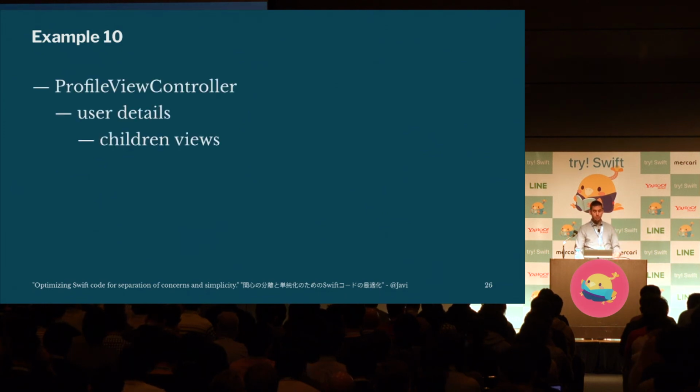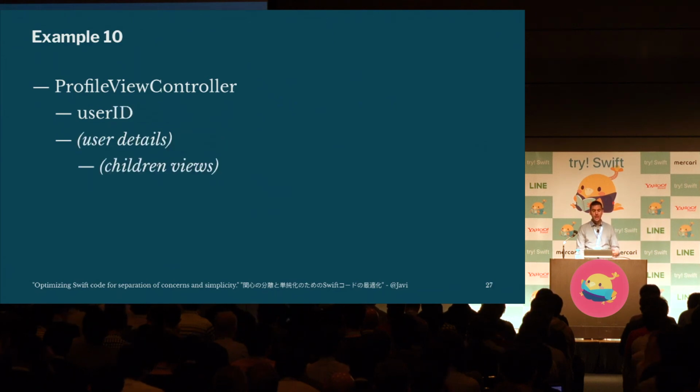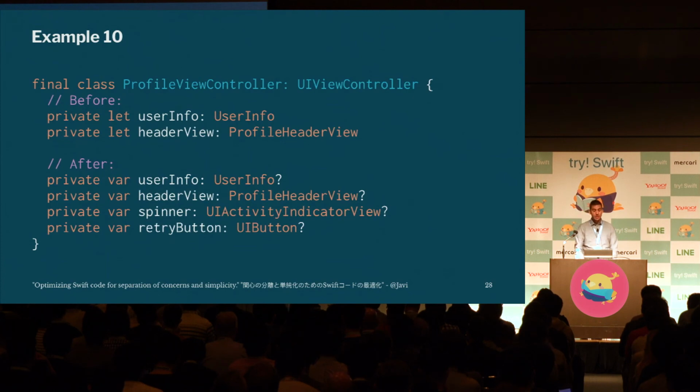This is what we had before, where we could always instantiate all of the children's subviews right away. But now it needed to work like this, instantiating the view controller with just a user ID, and the rest of the user details would come later, and we would instantiate those views later. Again, the code in this slide is simplified from the actual source. In practice, it's very common to have even more views and perhaps even children view controllers.